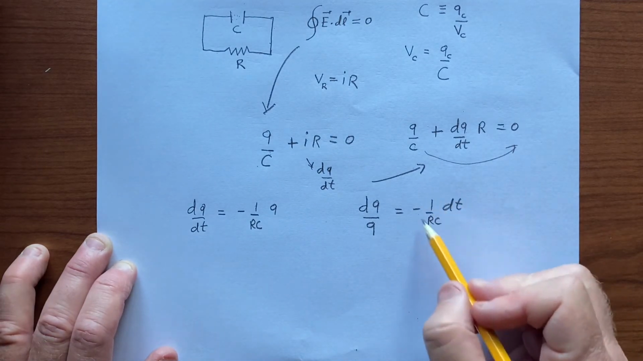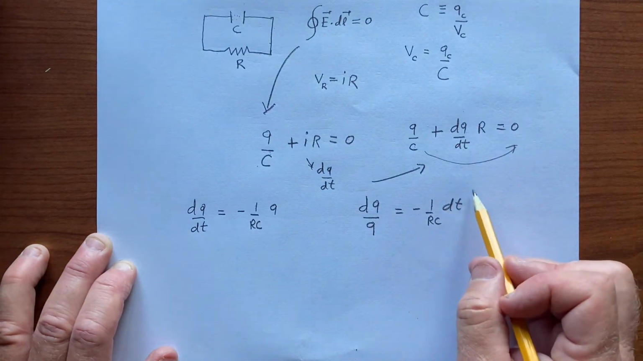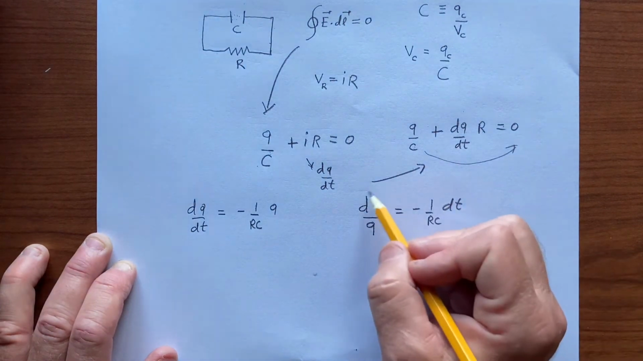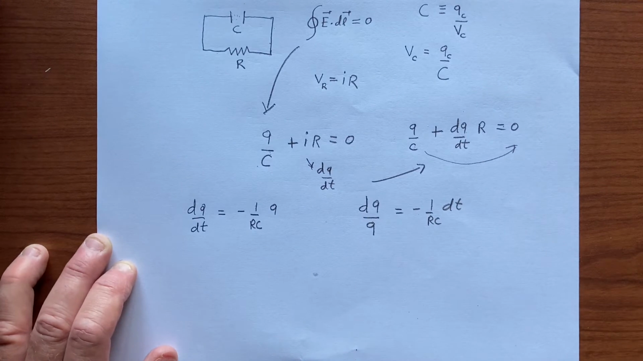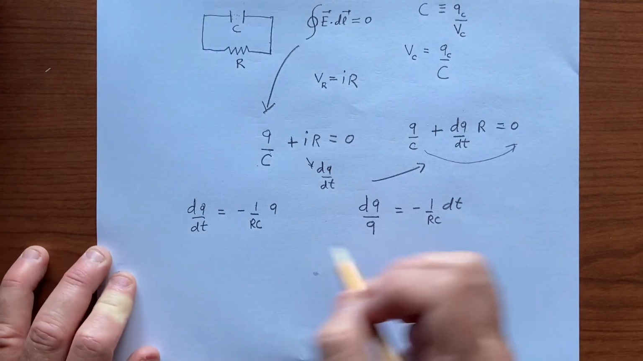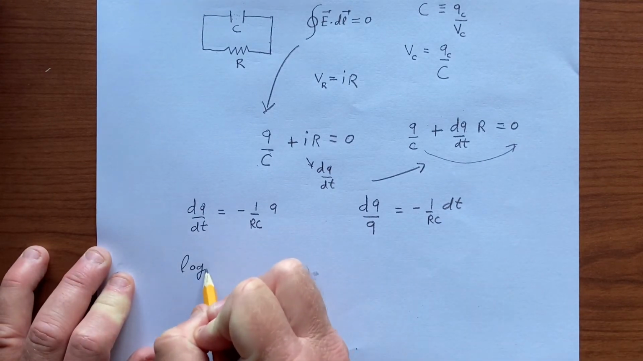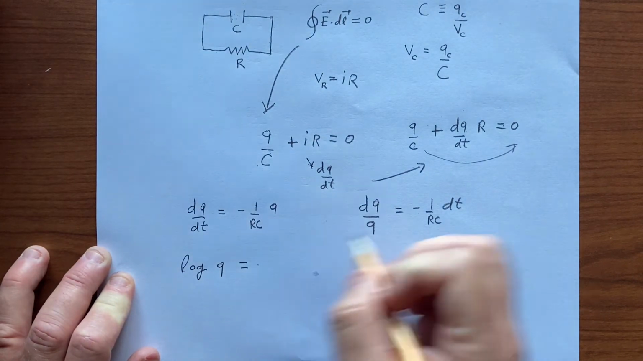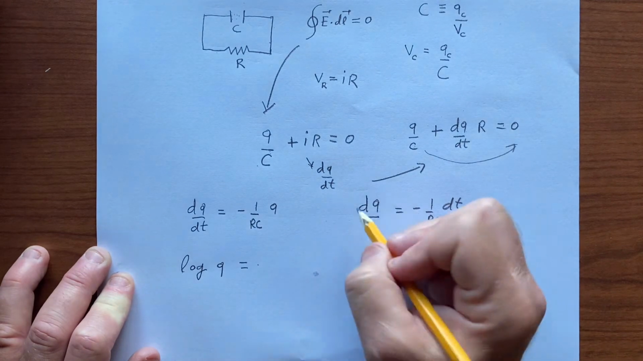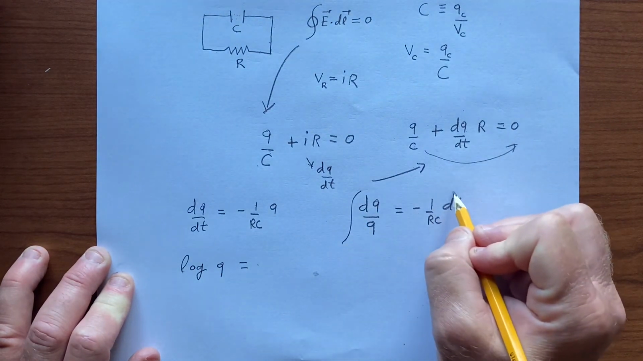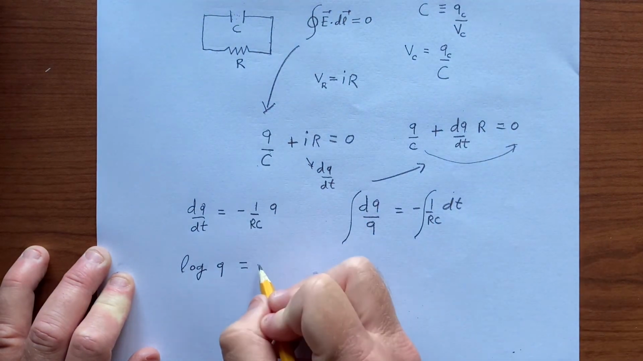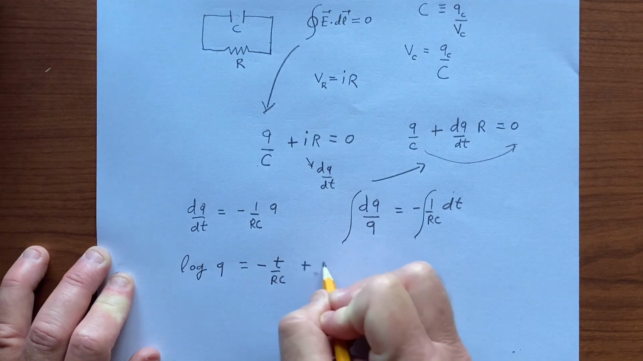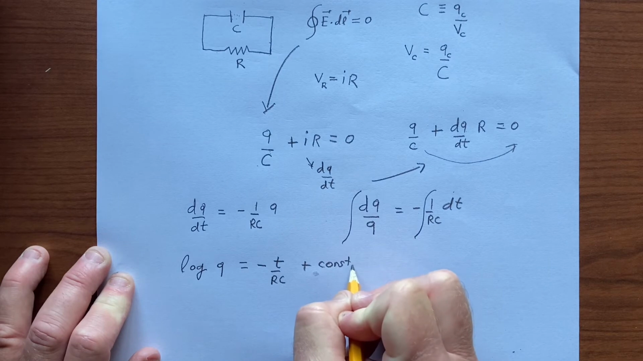Right, so things that are associated with time are on this side, but this is just a constant, and things associated with charge are here, and so we can solve the equation. This gives us the natural log of charge. That's equal to, we integrate this, so let's point out that we're doing the integrals here, we get minus t over RC plus some constant.